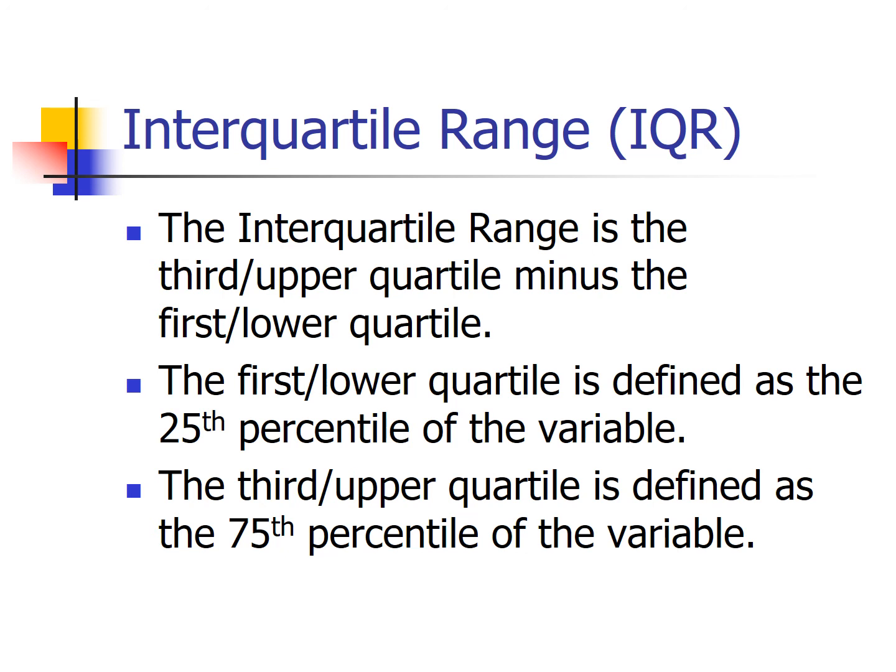Now, does it make sense that this is resistant? Because what are we doing? We're really trimming away that upper 25%, the extremely large values. And we're trimming away that lower 25%, the extremely small values. And we're looking at the range then of these middle-ish numbers. And that gives us the interquartile range, which becomes a resistant way of measuring variation.